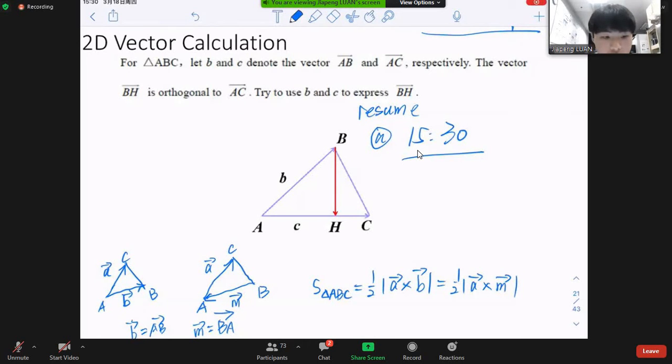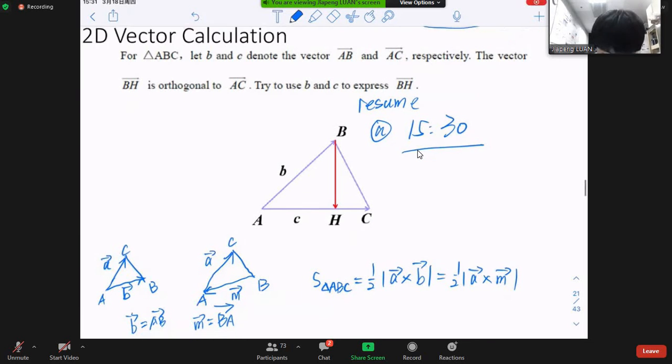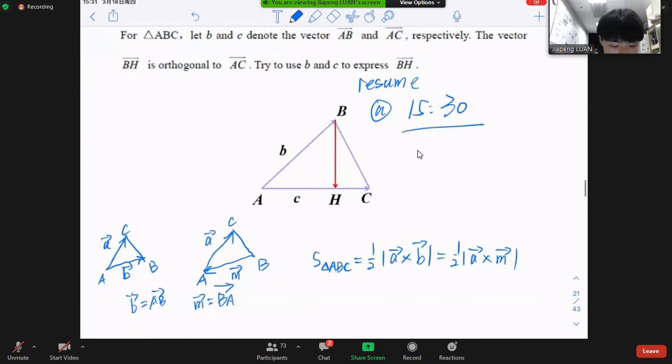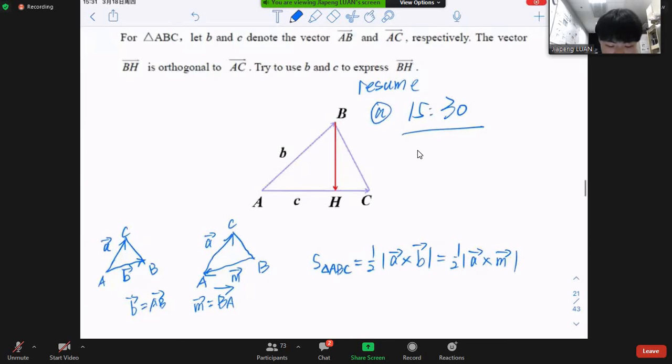Okay, let's continue. For this triangle ABC, if you want to calculate the area of this, no matter whether you take B as AB and M as BA, or BA or AB, no matter it is B or M, they all represent the area of triangle ABC.